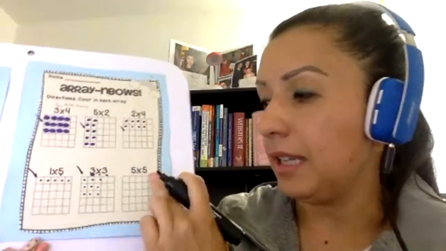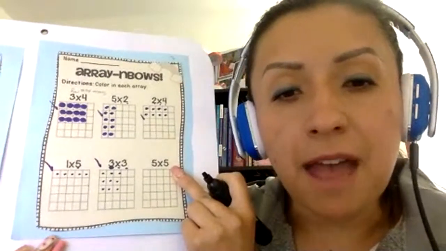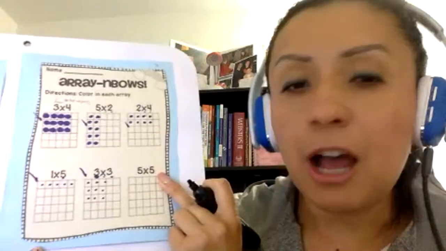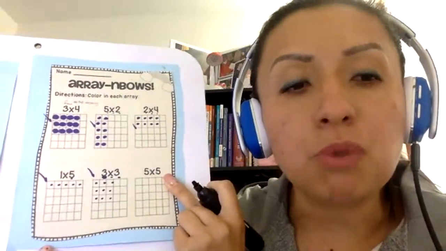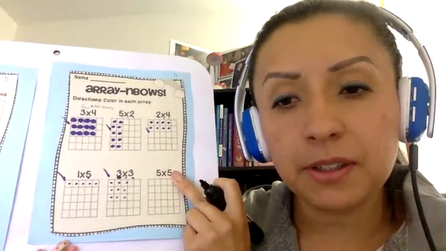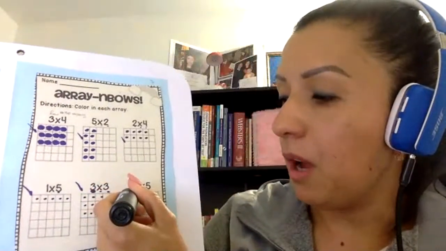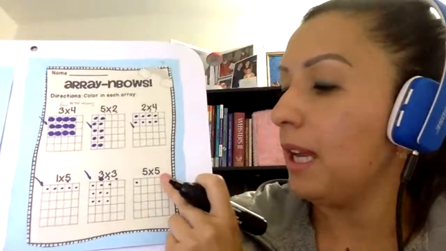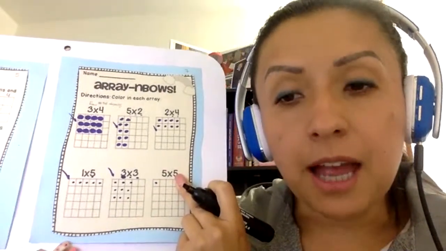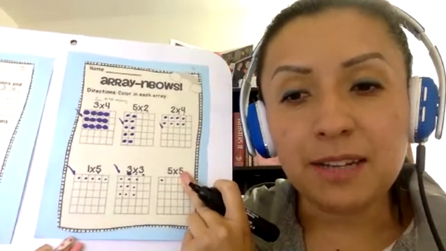Next. 5 times 5. Check this out. 5 times 5. We have how many groups or how many rows do we have to write? Okay, very good. 5. Of how many dots? We have to make 5 groups, 5 rows. Okay, perfect.